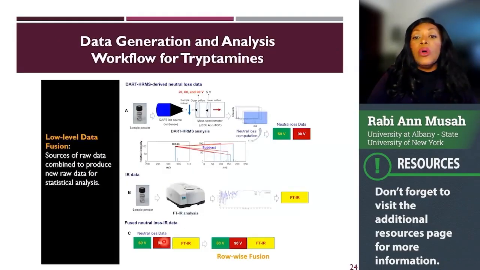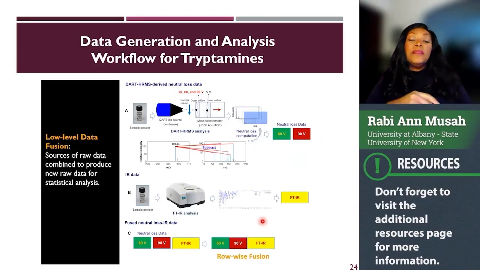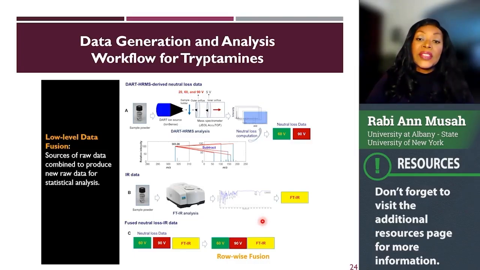So we did that. So here what you see is a scheme that shows you the data generation and the analysis workflow for the tryptamines. We generated DART HRMS data at 20, 60, and 90 volts. We computed the neutral loss spectra from those, and then we fused those, as I showed you on the previous slide. In addition to that, we collected IR data for all of the samples, just in case we needed it, to help refine our prediction capacity for the statistical analysis model that I'm going to be telling you about shortly. And we fused all of those data row-wise, imported them into MATLAB, and then analyzed the data there.